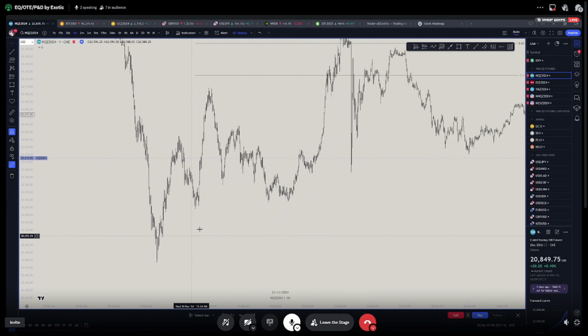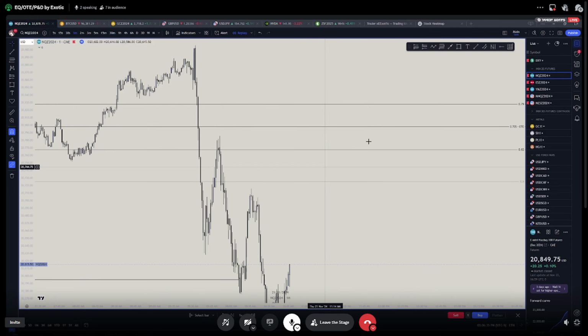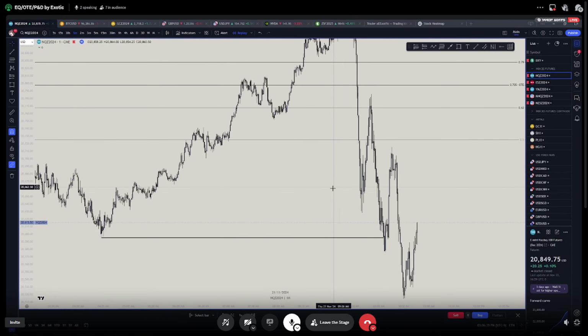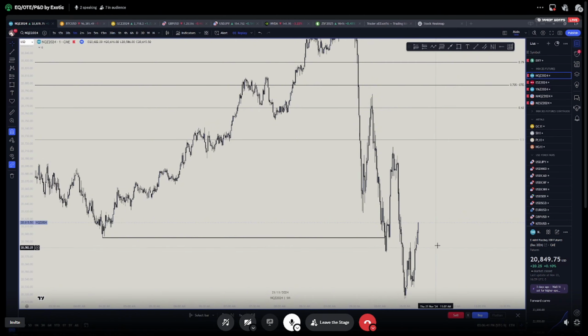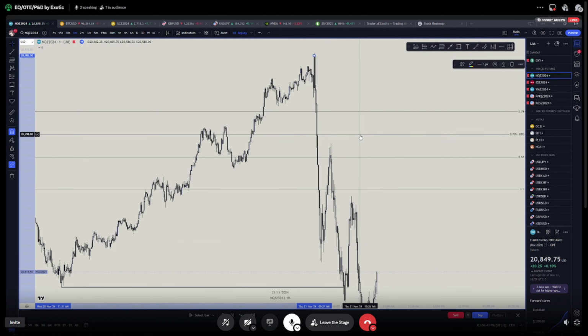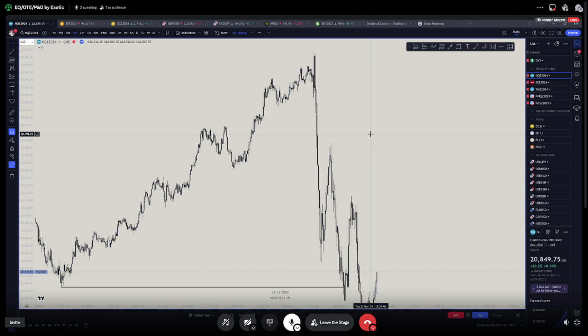You would use the bodies here. Just for whatever sake, I'm just going to use the wicks here since that's what I have marked down. Same thing here. Price comes right back up into optimum trade entry of your implied dealing range here before coming down lower. So do we have any questions about the implied dealing range at all here?